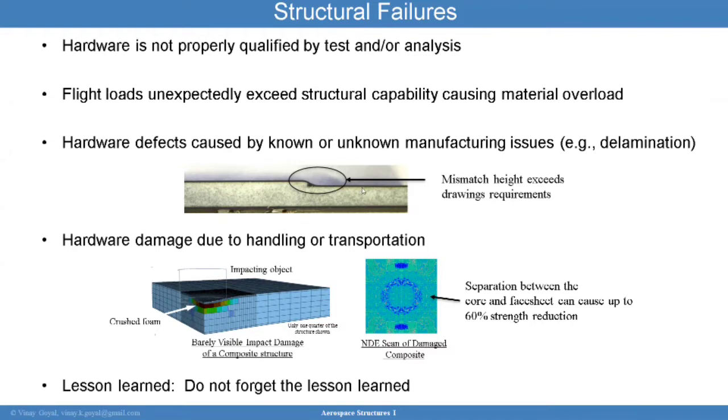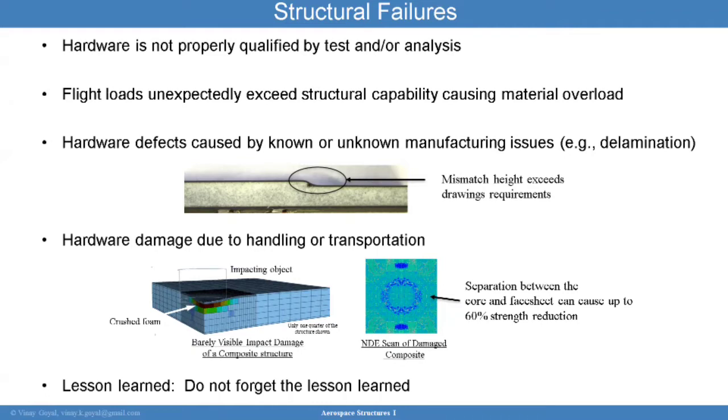Well, guess what? That is a non-manufacturing issue. But if the hardware defect was such that this mismatch height was too large, and it could cause a significant amount of degradation in strength, then it becomes an issue. And so you want to make sure that any hardware defects are accounted for and are analyzed and tested to ensure that the hardware defect will not become a failure point in service.